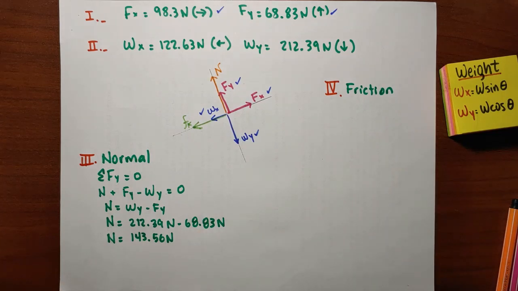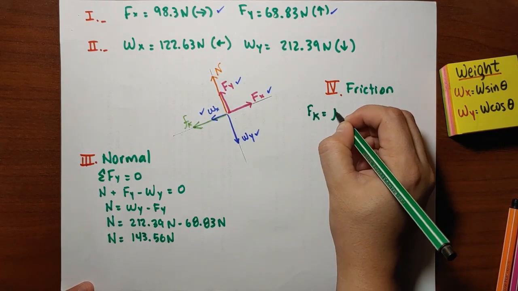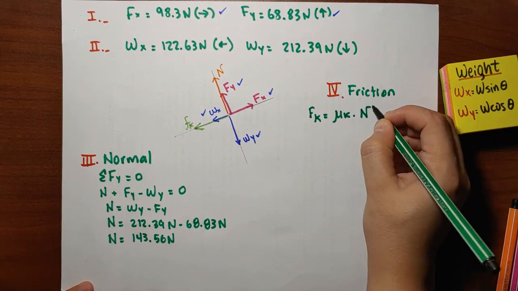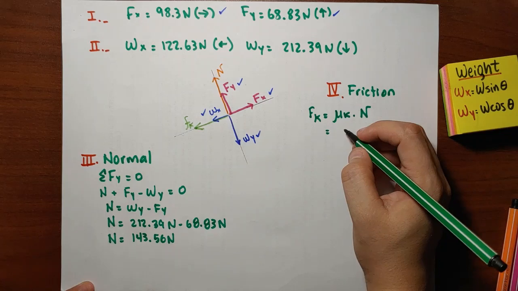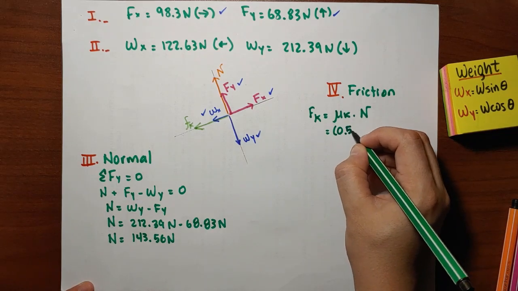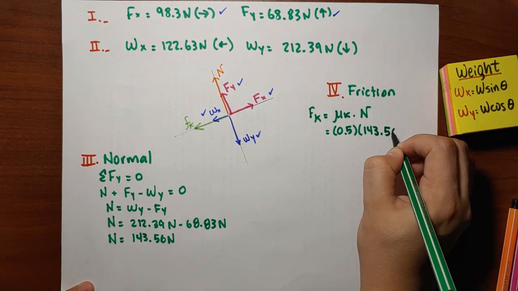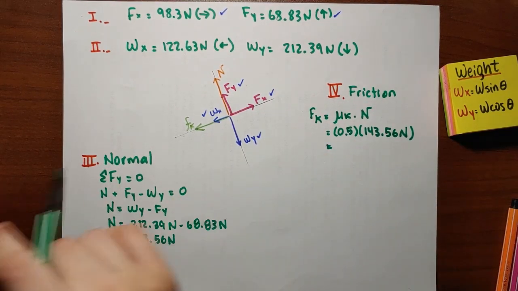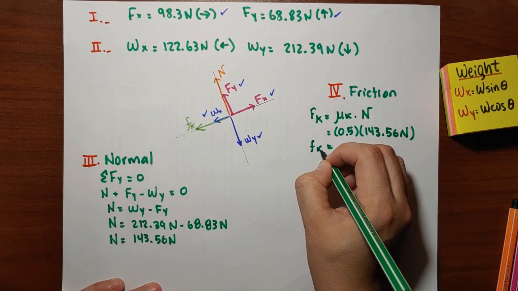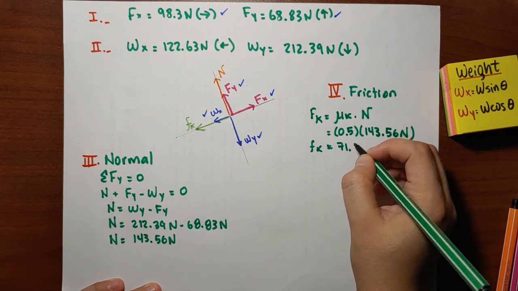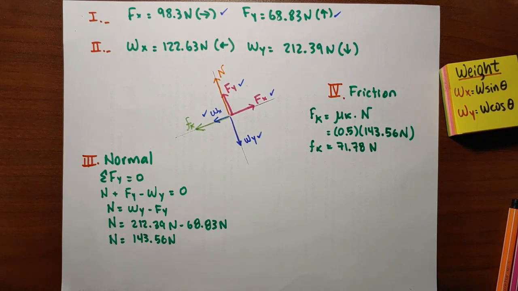Okay, how do you get the friction? Well, kinetic friction equals mu k times the normal. Mu k is 0.5, and the normal that we just got is 143.56 Newton. This gives me Fk equals 71.78 Newton.